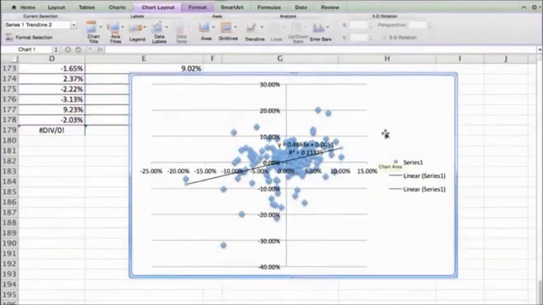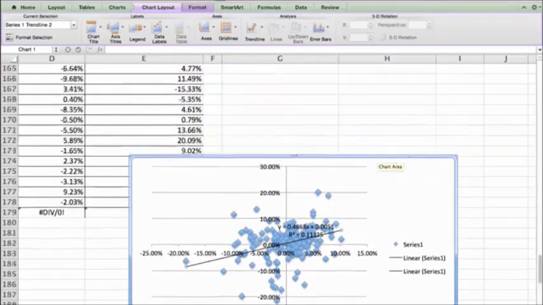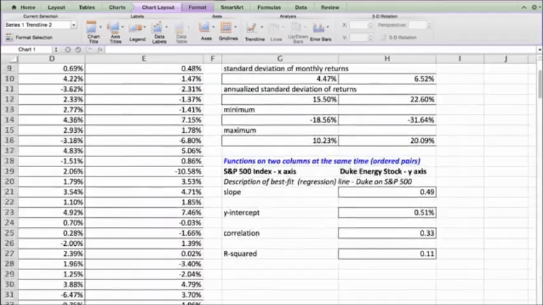the chart. And now, that may be a little bit small, but if you can see that, you'll see that we have a formula for y in terms of x of 0.4863x plus 0.0051. What that means is the slope of the line is 0.486, which is exactly what we found before, and the y-intercept is 0.0051, which is exactly what we found before, and the R squared value is 0.11, which is exactly what we found before.